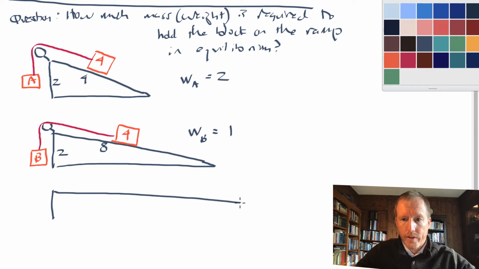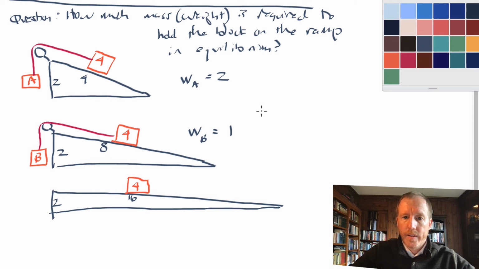Let's say we have a very shallow ramp like this. Doesn't look very good, but let's suppose that this once again has a length of 2, and that has a length of 16. And once again, we put a mass on it, and let's suppose this is once again a mass of 4. And once again, we ask how much weight do we have to hang over here so that weight 4 does not slide down. Let's call this mass or weight C.